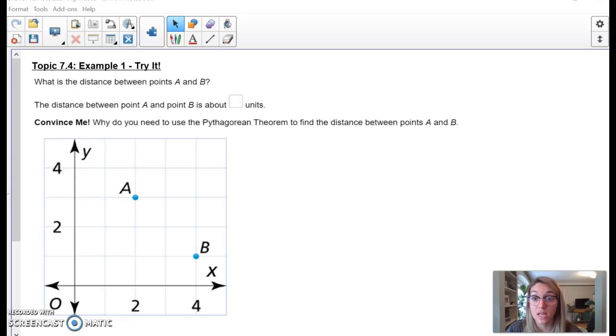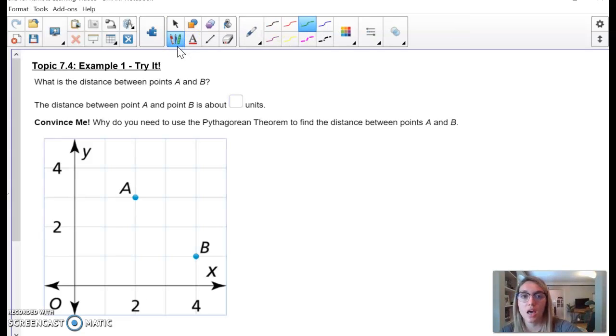And then the final question says, convince me, why do you need to use the Pythagorean theorem to find the distance between points A and B? So we are going to be looking at using the Pythagorean theorem in order to figure this out. And we can even think of this like our slope triangles. So if I was actually to create a line from point A to B or even further, like this, not the straightest thing in the world, but something like that.